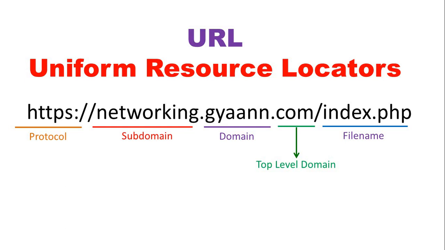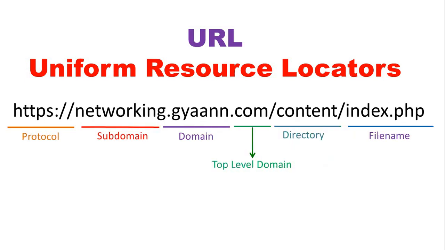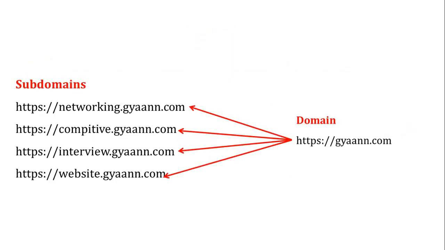So you can see all are the same domain followed by top level domain and at last the file name. So it is an index.php file, you can have an index.html file. So there are so many files you can have, and you can see this is another example, networking.gyll, and you can observe. So as I told you, inside the domain you can have multiple subdomains, right?